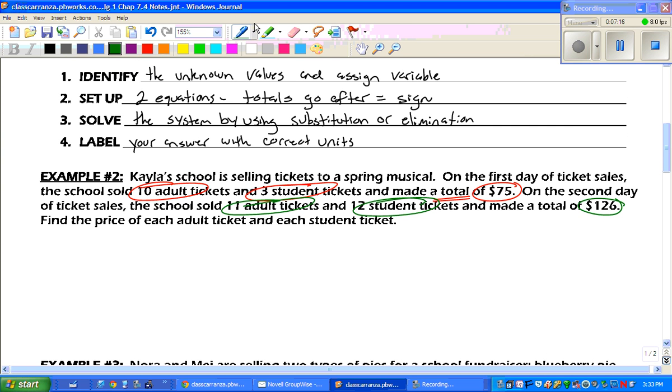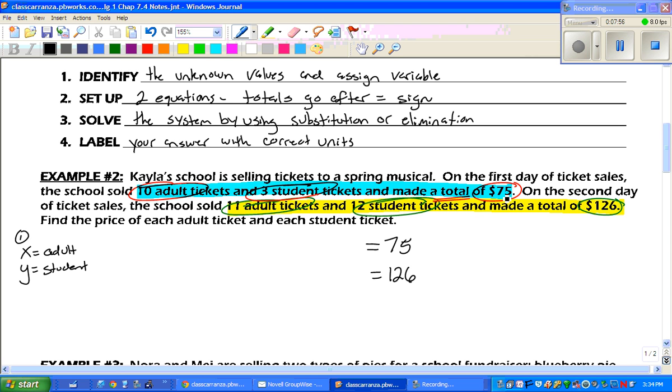Okay, so identify the unknowns. So step 1 over here is X. We're going to have that be the adult tickets, and Y is going to be the student tickets. Now, when you're looking at this, you want to look at each sentence because each sentence kind of tells us what we need to know. Okay, the total is 75, and then if we look at the yellow one, the total was 126. So there are our totals.